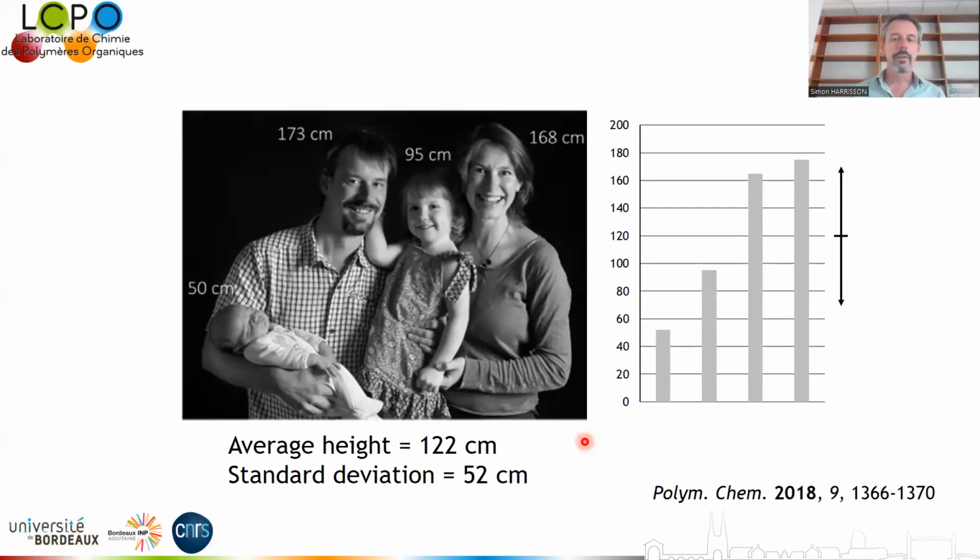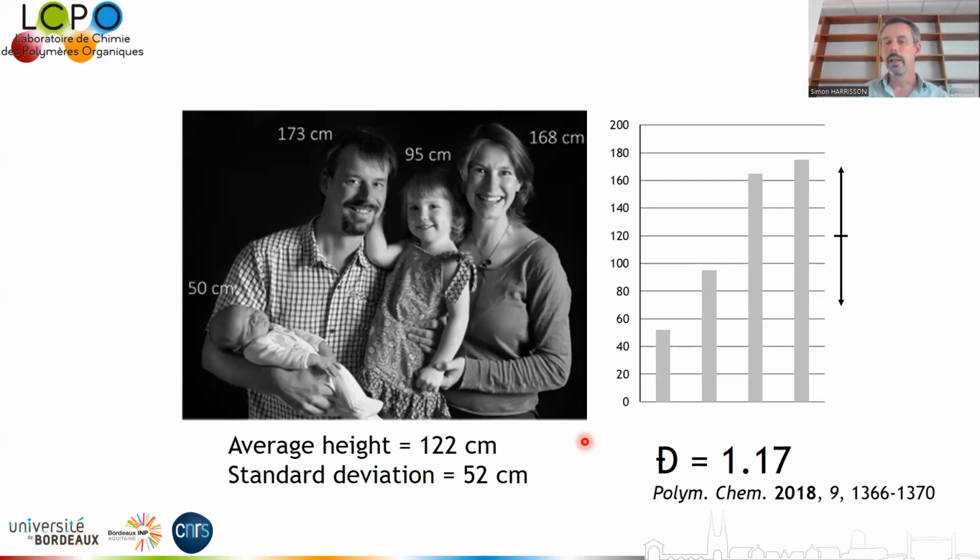So you can see that this is quite a broad distribution. The standard deviation is nearly 50% of the average in this case. So what's the dispersity of this distribution? You'd think it might be quite large. In fact, it's only 1.17. So this is a dispersity.